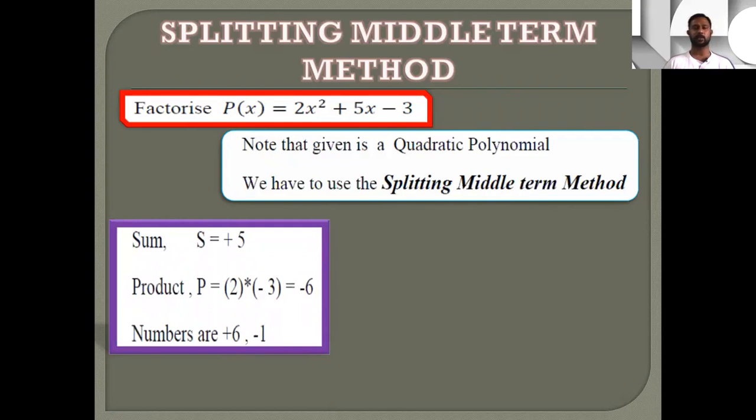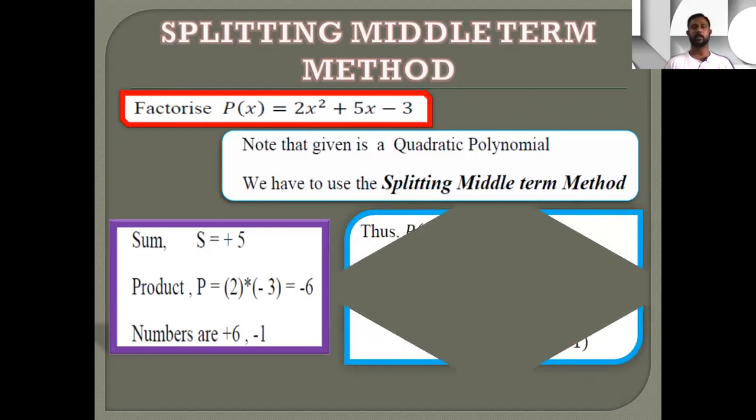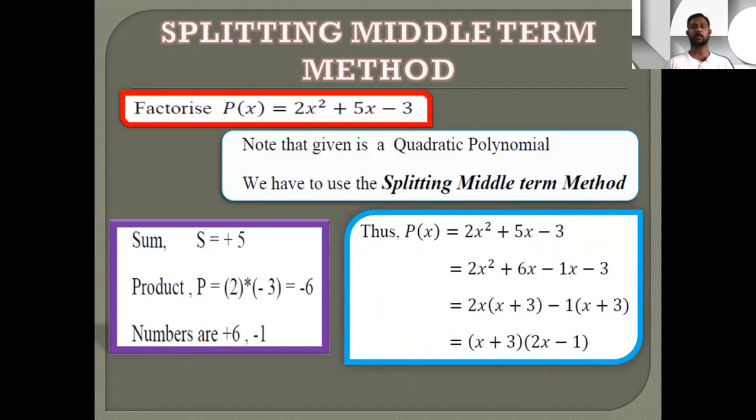We want to find such two numbers. That is what you have to think. What are the two numbers with the given sum and product? By verification, by trial and error method, however it is, we find that the numbers are plus 6 and minus 1. Cross verify once. Plus 6 plus minus 1, sum plus 5; plus 6 into minus 1, product minus 6. So you confirm that the two numbers are plus 6 and minus 1. Go for the splitting middle term method. Thus, p of x is equal to 2x square plus 5x minus 3.